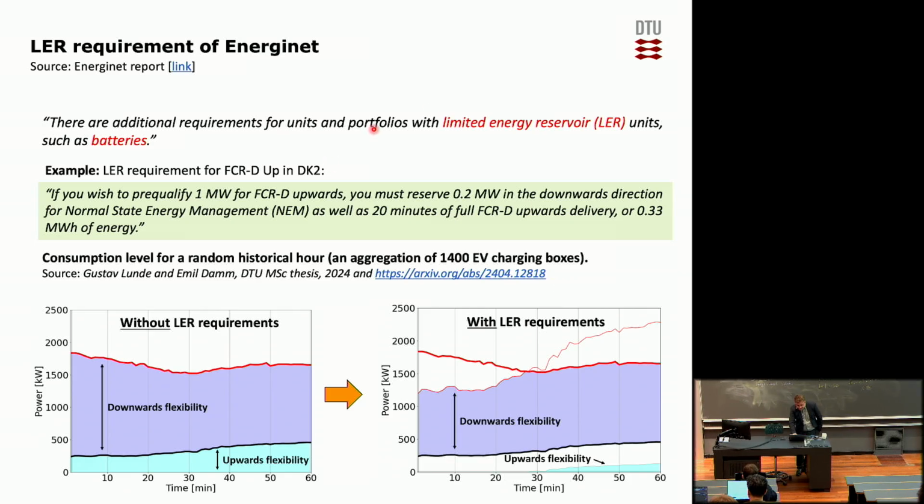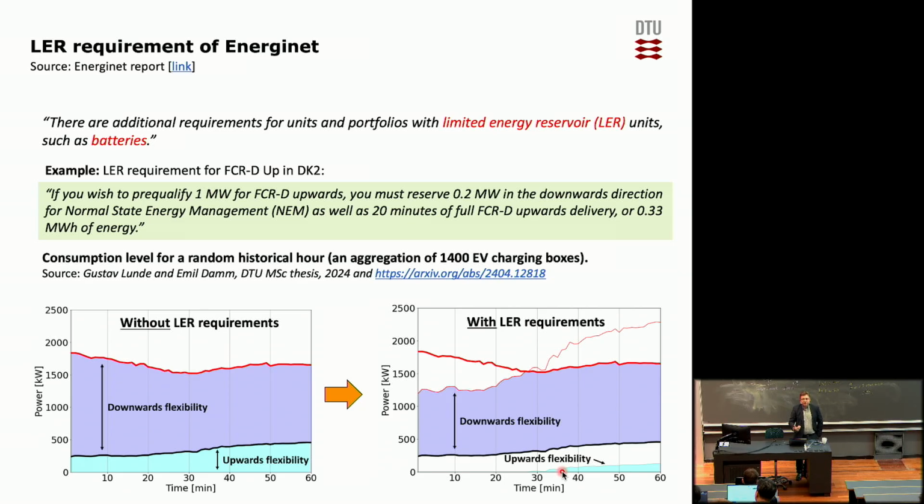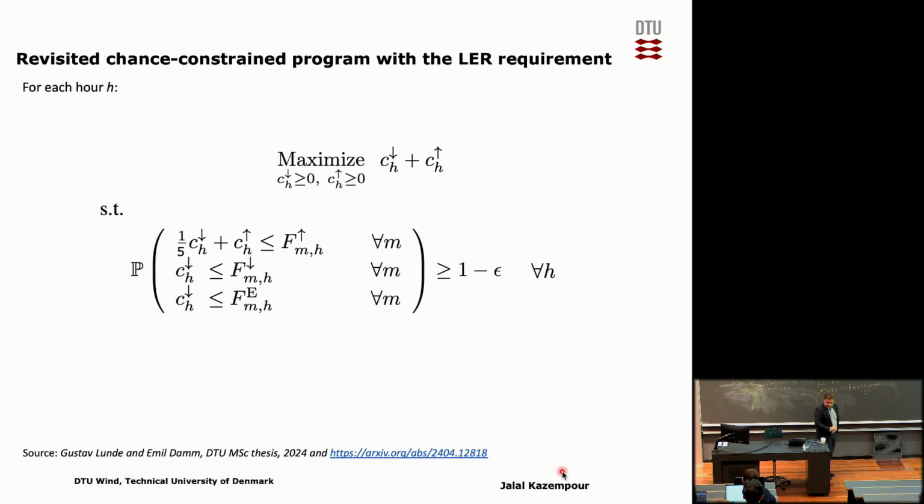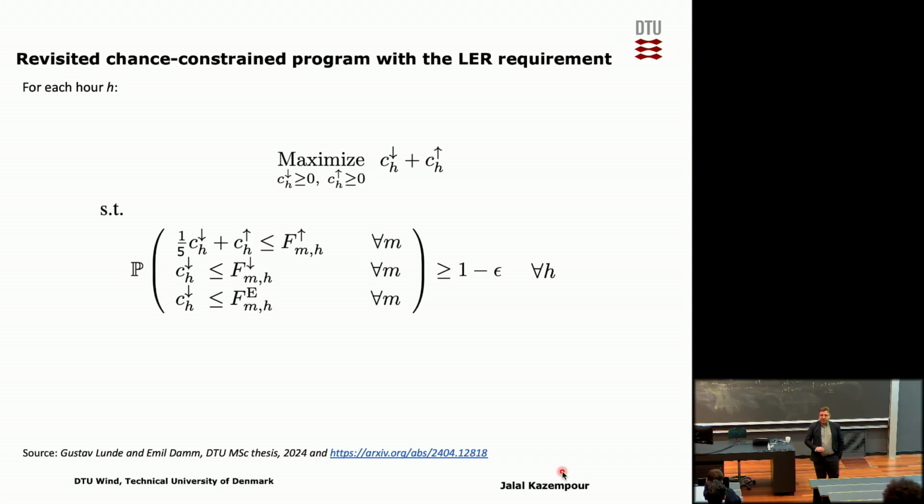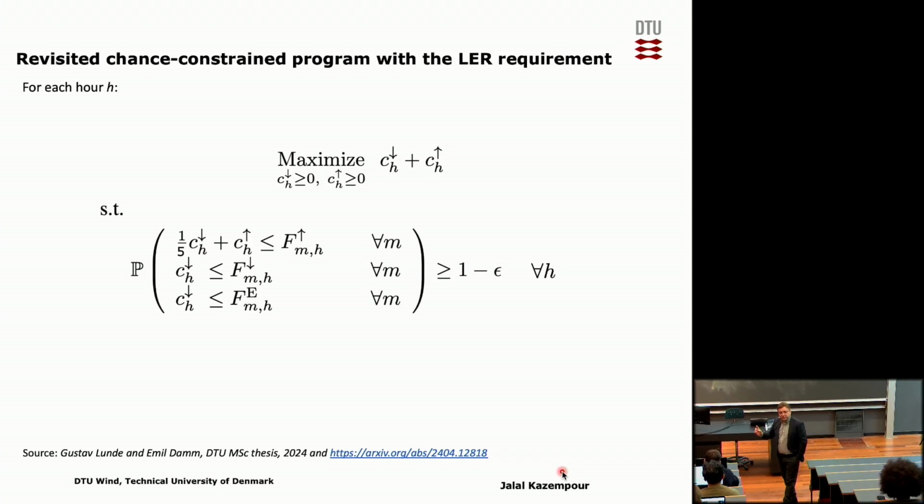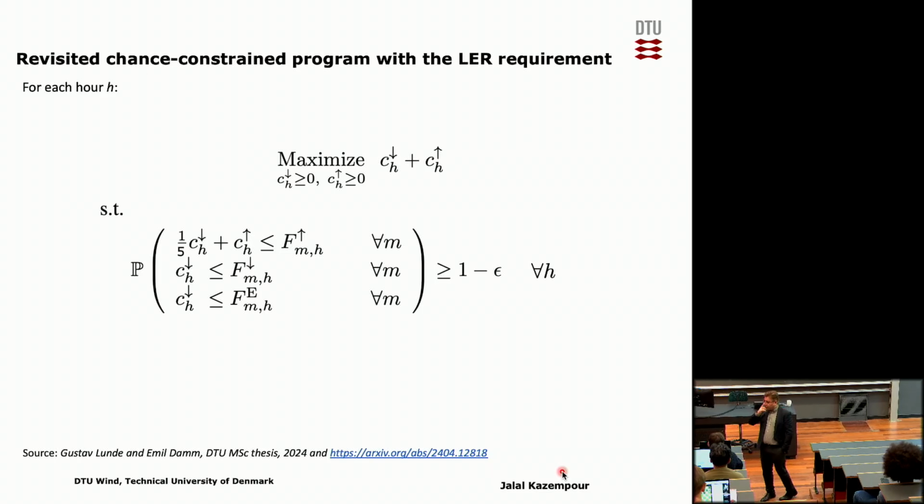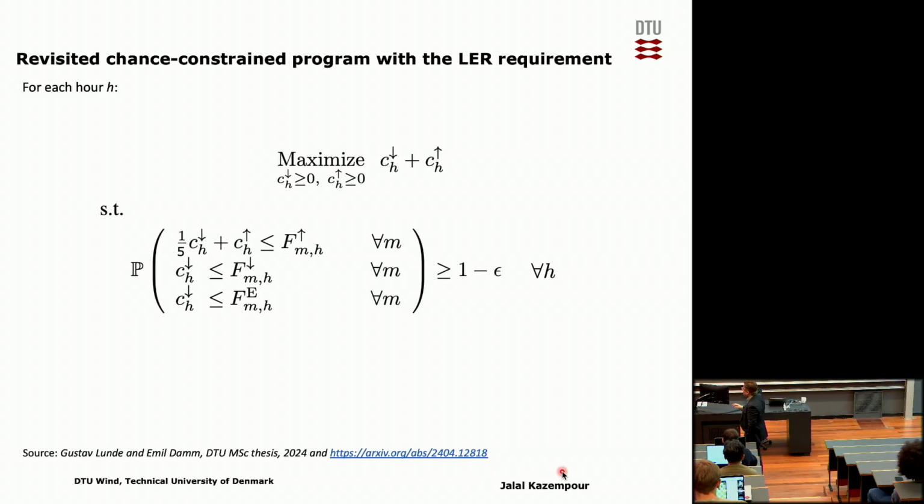This extra requirement shrinks the downward flexibility to this area and the upward flexibility to this area. So by this extra requirement, you have less flexibility. But you can read the paper to fully understand what this LER requirement does. Eventually, we ended up with this chance constraint problem in that master thesis, and you don't need to implement that for your assignment.